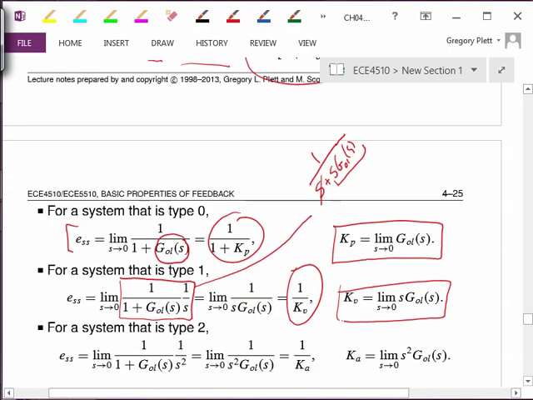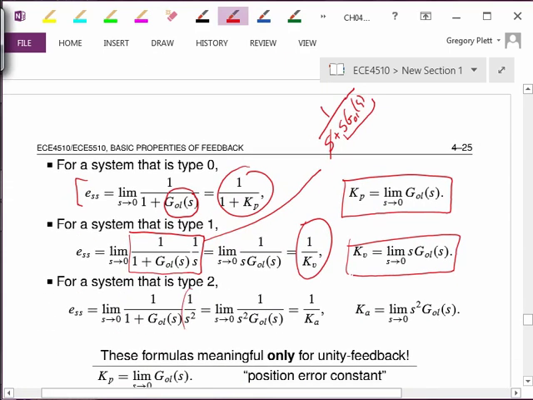For a system that's type 2, we do the same thing, except I've got 1 over s squared in there. The same kind of algebra applies, and I define an acceleration error constant as the limit as s goes to 0 of s squared times G open loop of s. And when I find that value, the steady state error is 1 over the acceleration error constant.